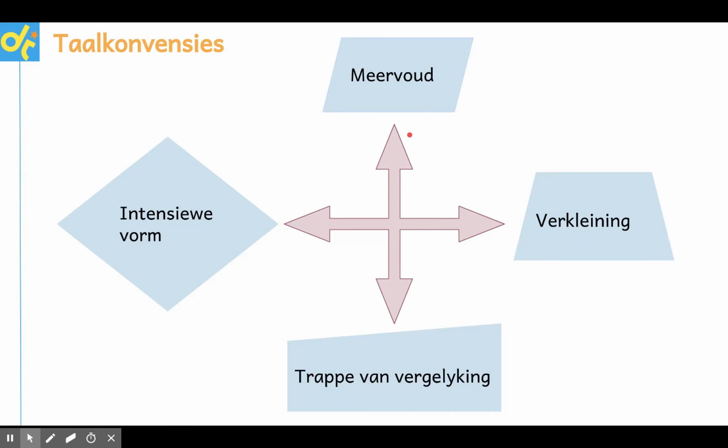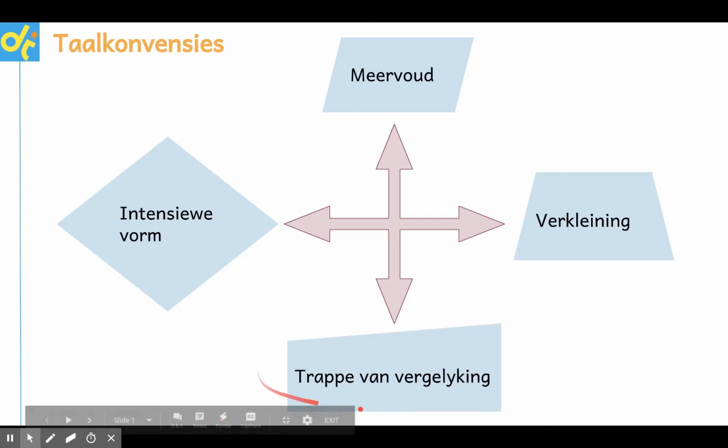Meervoud, meaning plural, we've worked on. It's when you make a word more than one. Verkleining, we've got making a concept, making a word small. You usually add the sound E to the end. Sometimes it's a ki, sometimes it's just an E, sometimes it's a P, sometimes it's an E-T-J-I-E. We'll get to that now.